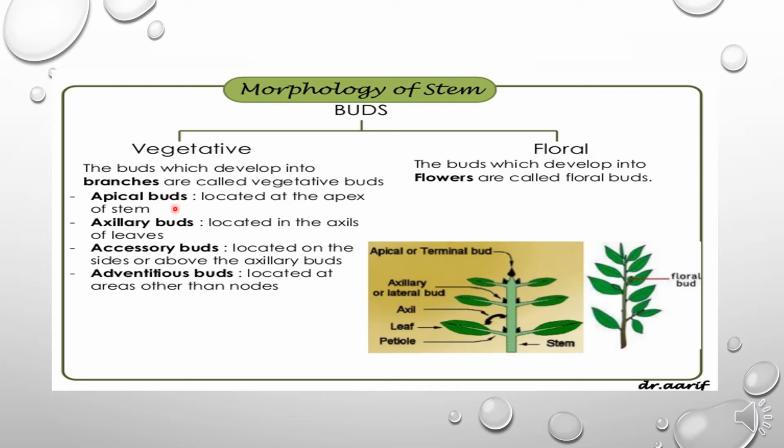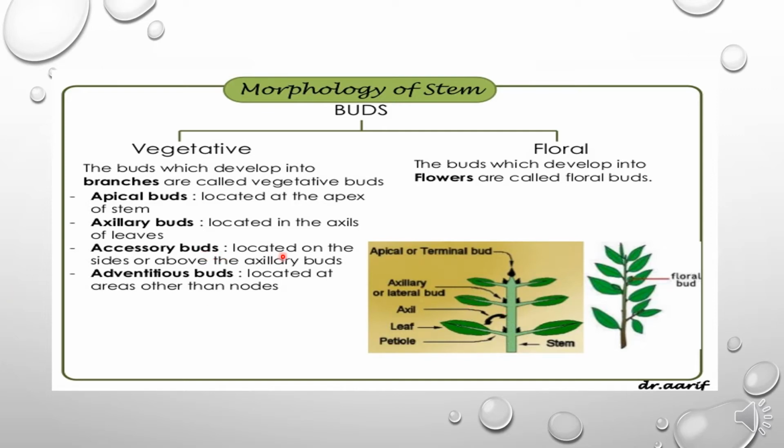They may be apical buds. Apical means on the apex. If the bud is developed at the tip or apex of the stem, it is called an apical bud. Axillary bud means the bud is located in the axil of the leaves. Here you can see this is a leaf. If the bud is located in the axil of the leaf, meaning in the angle between the stem and the leaf, such a bud is called an axillary bud.